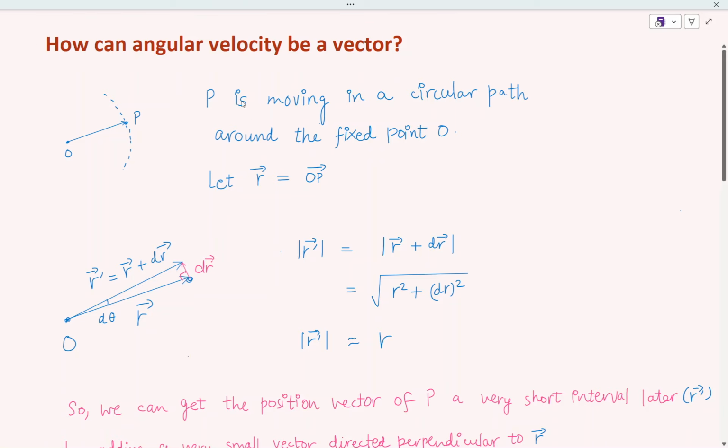So suppose we have a point P which is moving in a circular path around a fixed point O, right? And at a particular instant, let me call the position vector of P relative to O, which is the vector OP, as R. तो position vector को मैं R बुला रहा हूँ.